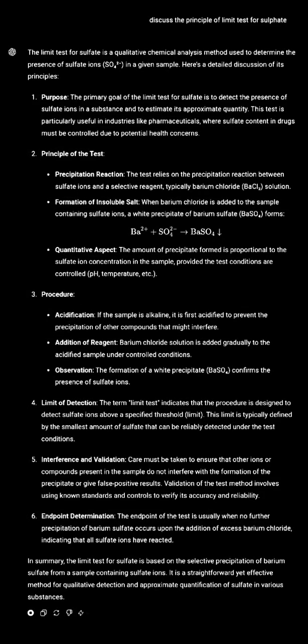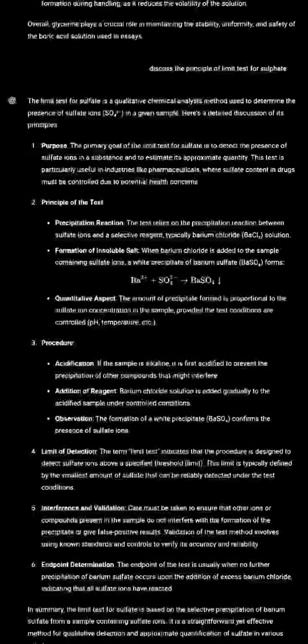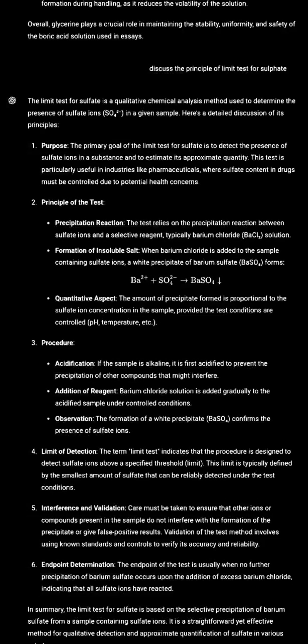4. Limit of detection. The term limit test indicates that the procedure is designed to detect sulfate ions above a specified threshold, limit. This limit is typically defined by the smallest amount of sulfate that can be reliably detected under the test conditions. 5. Interference and validation. Care must be taken to ensure that other ions or compounds present in the sample do not interfere with the formation of the precipitate or give false positive results.